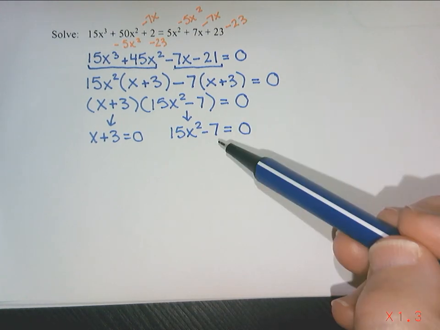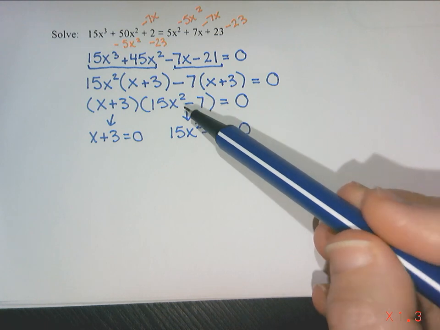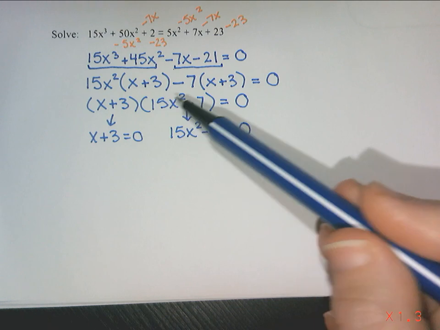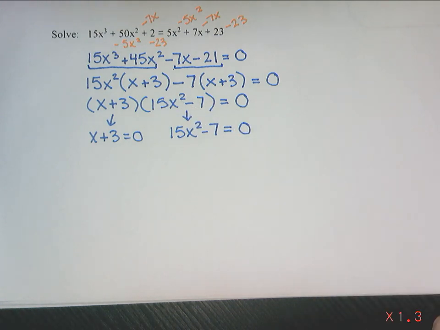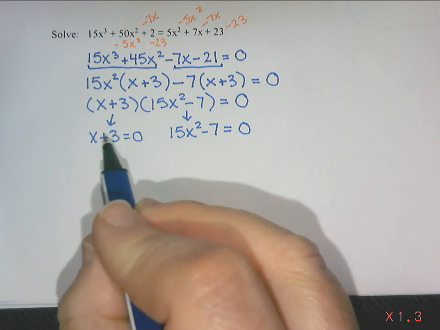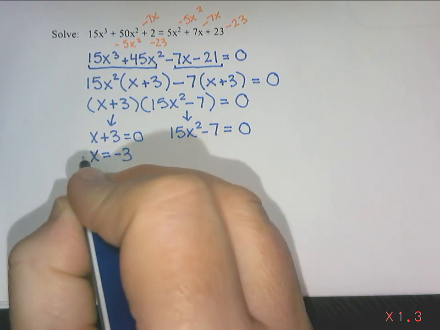Now, I didn't talk about this. This looks sort of like a difference of squares. It has an x squared. There's two terms. They're being subtracted. But 15 and 7 are not perfect squares, so I didn't try to factor it as a difference of squares. I just left it. All right, so from here, x plus 3 equals 0. I'm going to subtract 3 from both sides to get x equals negative 3.